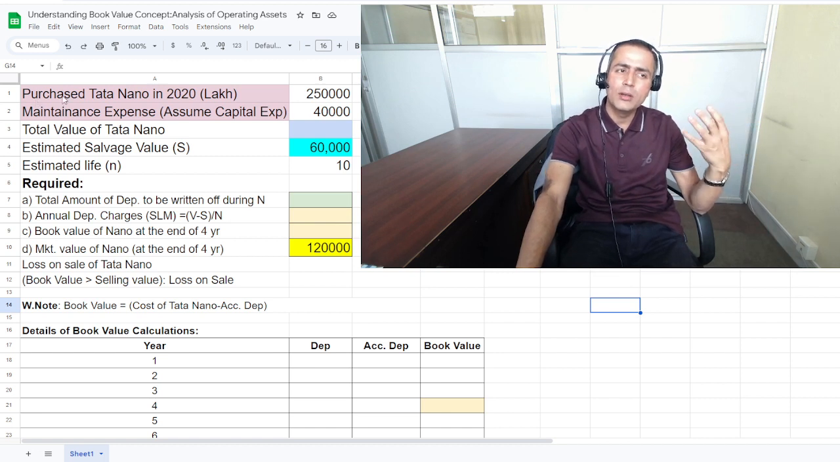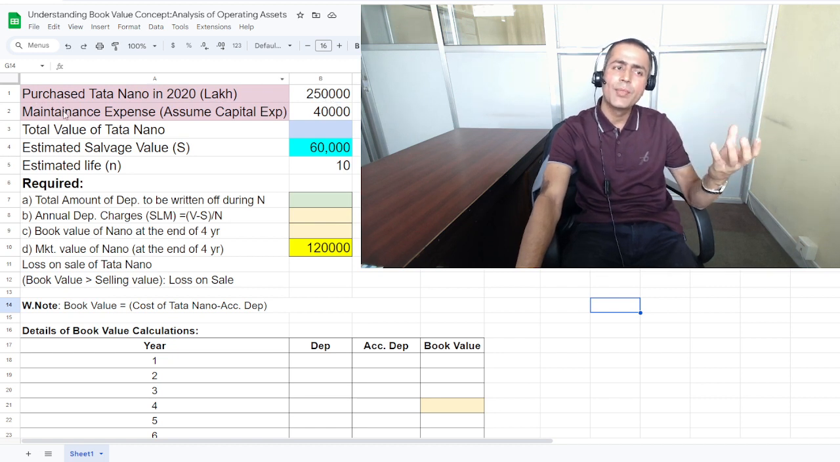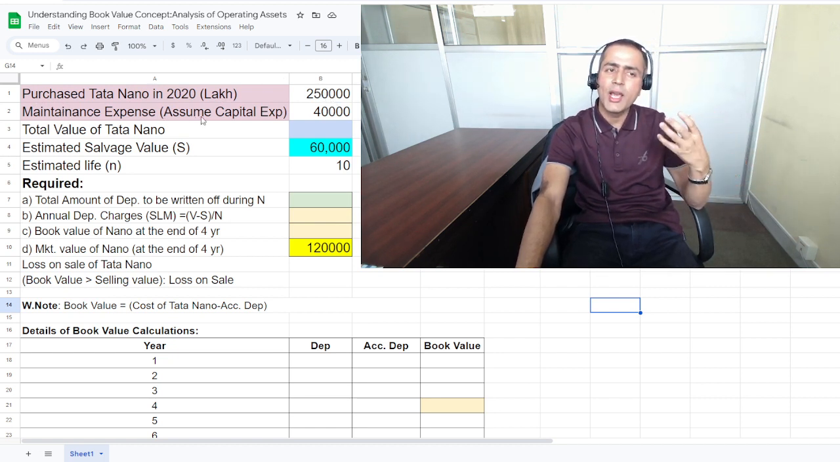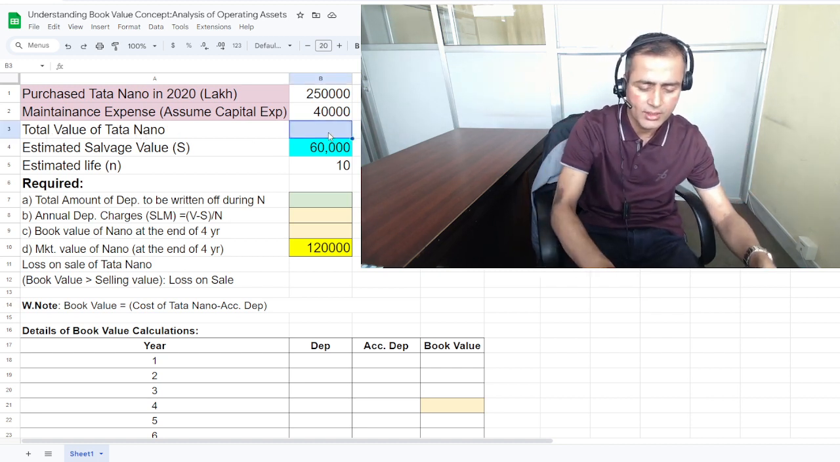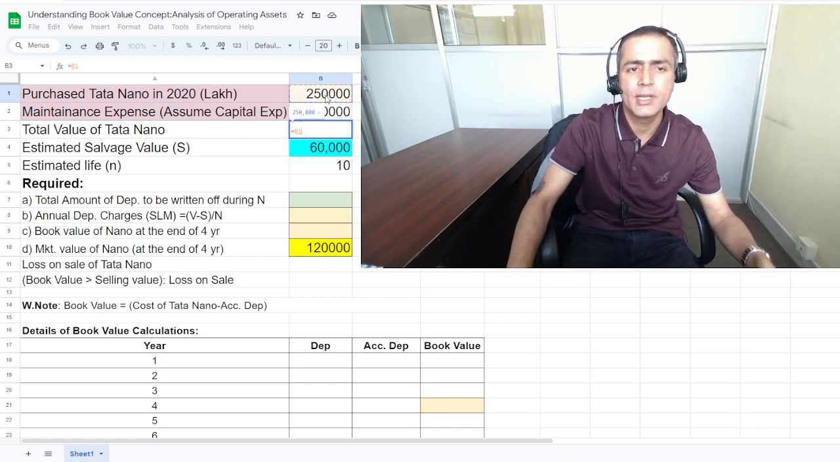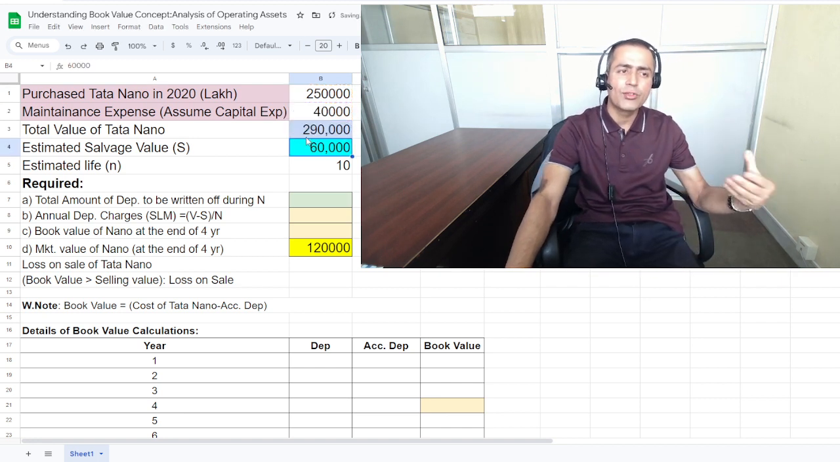Actually, you are given that you purchased a Tata Nano in 2020 for 2,50,000 Indian currency, while maintenance expenses, which I assume are a capital expenditure, pujigat kharcha, are 40,000. So we say that the total value of the Tata Nano, that is, the acquisition cost, is simply this plus this, okay? Because it is a capital expenditure, it will be the sum of the purchase and your expenses, okay? It is related to the value of the Tata Nano, that is 2,90,000.